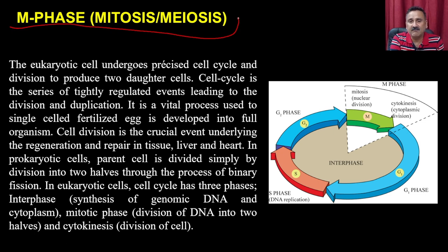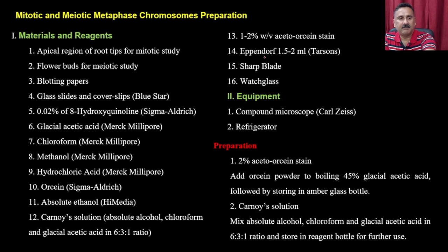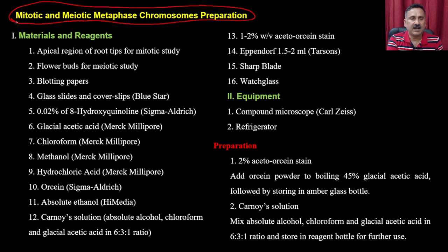If you want to study the M phase, flow cytometry is not good for studying the M phases, or different phases within the M phase. So for that, we are going to prepare the chromosome samples. For mitosis and meiosis, you prepare chromosome preparations. That gives you a clear idea of the different types of cells present in mitosis, how many cells are in interphase, and how many are in metaphase, anaphase and telophase.